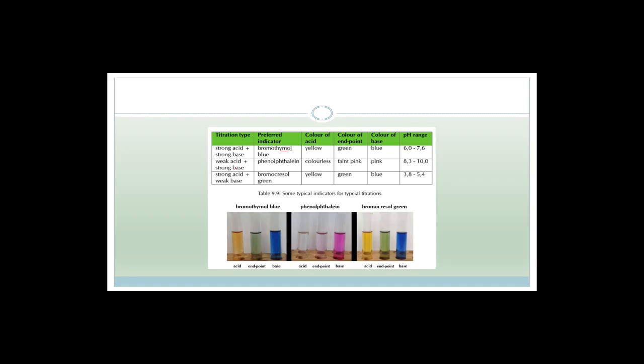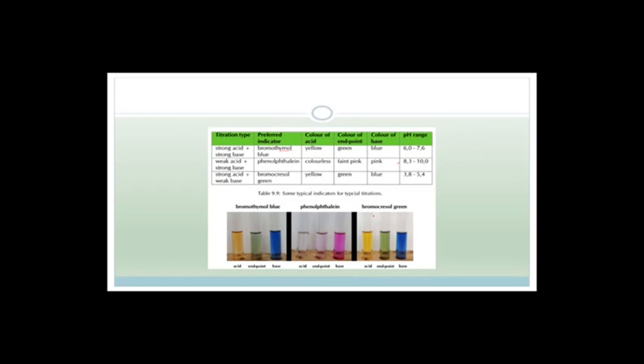If you've got a weak acid and a strong base, then your pH range is going to be bigger than 7, so we're looking at about 8.3 to 10. That's the neutralization point. What they have suggested you use is phenolphthalein. You'll see it's colorless in acid, but in base it is pink, and at the end point, in other words when you've reached the equivalence point, it is going to be faint pink.